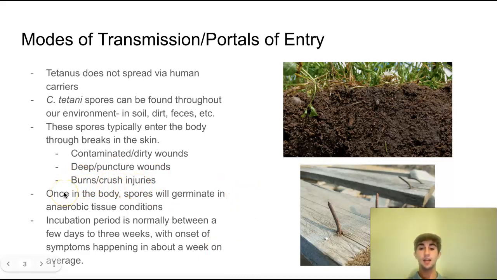Once the spores enter the body, they're going to germinate once they find anaerobic tissue conditions. The incubation period can be from a couple days to up to a month. It's dependent on where the site of infection is relative to your central nervous system. We'll get into that in a bit. Typically, the symptoms on average are going to show up in about a week.